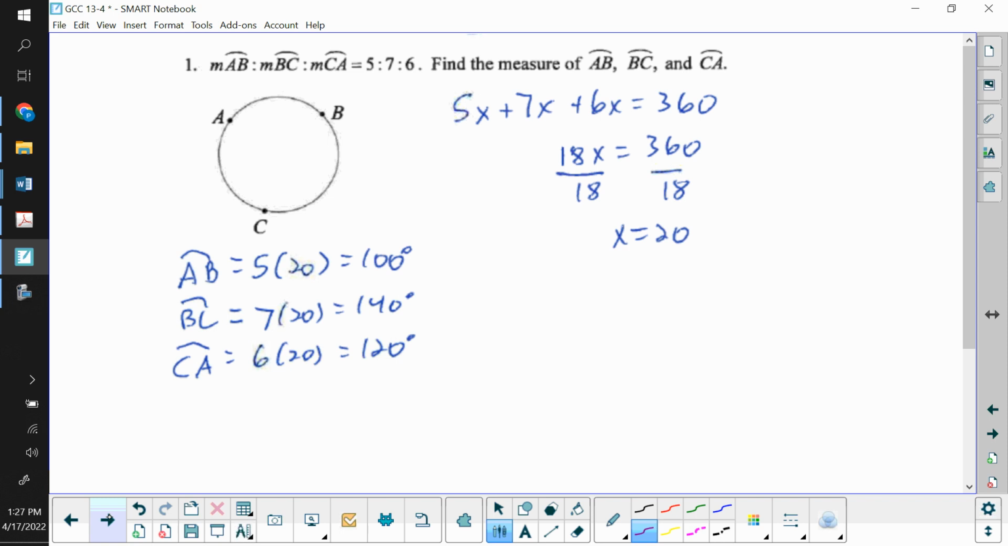We'll move over to the homework from over break. Pretty similar, but with arcs here. So put an x after each of them, add them up to 360, you get x is 20. Fill back in, and you get each of your values of the arcs, the 100, the 140 for BC, and the 120 for AC.